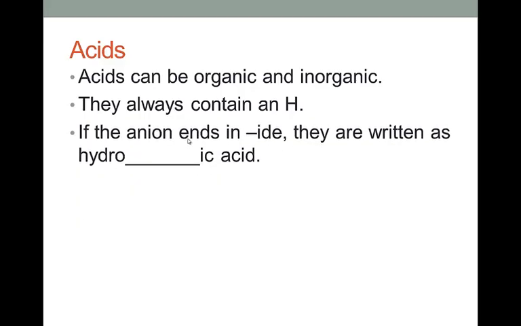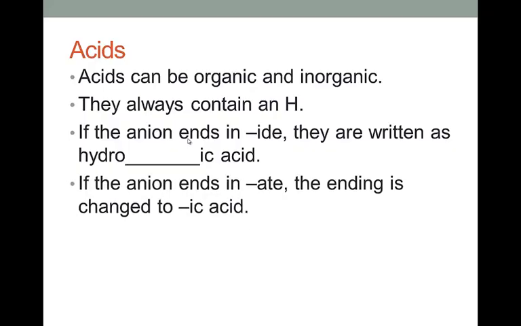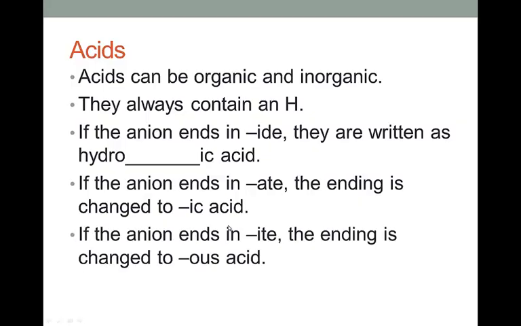If the anion that's attached to the hydrogen ends in "ide," then they are written as hydro-whatever-ic acid. So it would be hydrochloric, hydrobromic, hydroiodic. If the anion ends in "ate," then the ending is changed to "ic acid." All right, it's missing the hydro now. So if you have sulfate, it becomes sulfuric acid. And if the anion ends in "ite," then the ending is changed to "ous acid." So if it's sulfite, then it's going to be sulfurous acid.